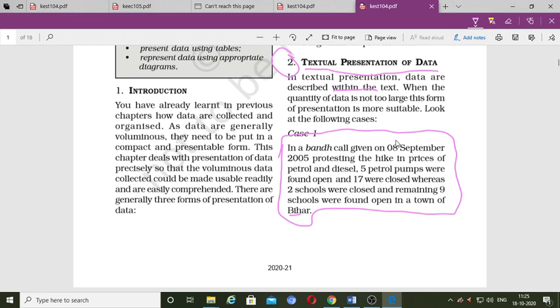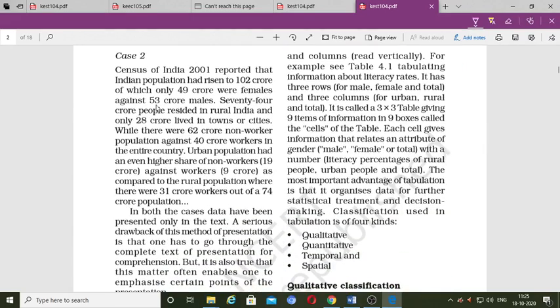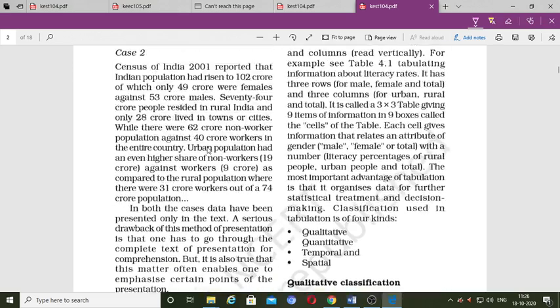When we have less data, for example, here is the 2005 data that 5 petrol pumps were found open, 17 were closed, 2 schools were closed and 9 schools were found open. This is less data. We should not present this data in a table because items are quite few. In that case, we will present the data in textual form. You can see many examples of textual presentation of data here.